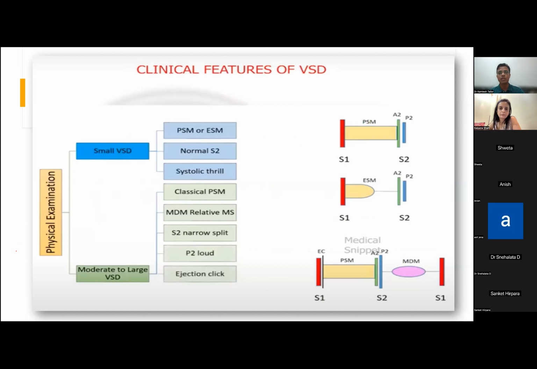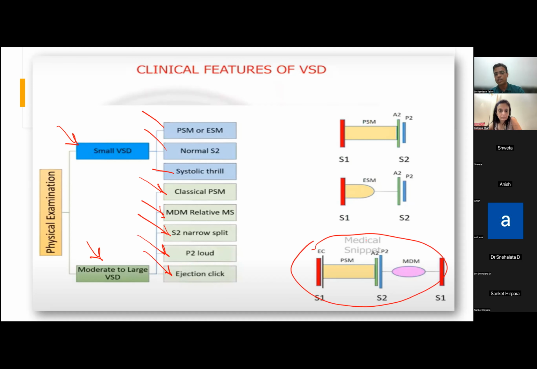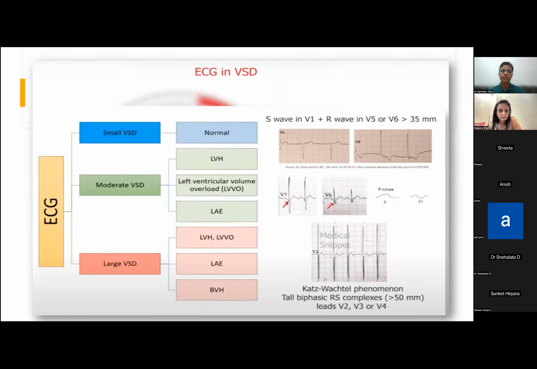So this is the easy way of remembering. A small VSD has either a pansystolic murmur or an ejection systolic murmur, normal S2, and no S3. But a moderate to large VSD has a classic pansystolic murmur, and a mid-diastolic rumble because of relative mitral stenosis. The S2 split will be narrow, P2 will be loud, and an ejection click will be present. So this is what is seen in a large VSD.